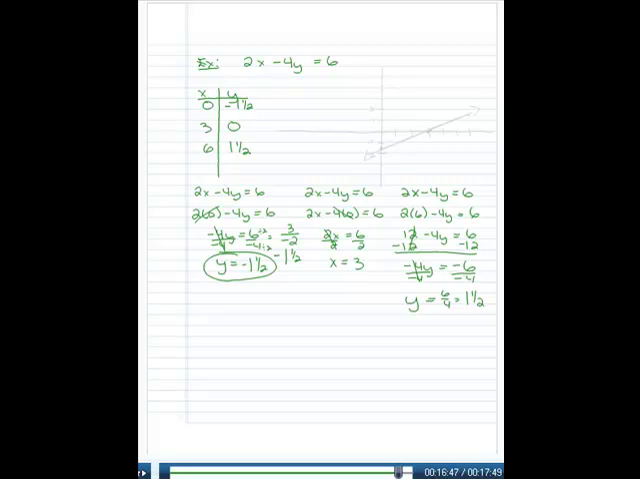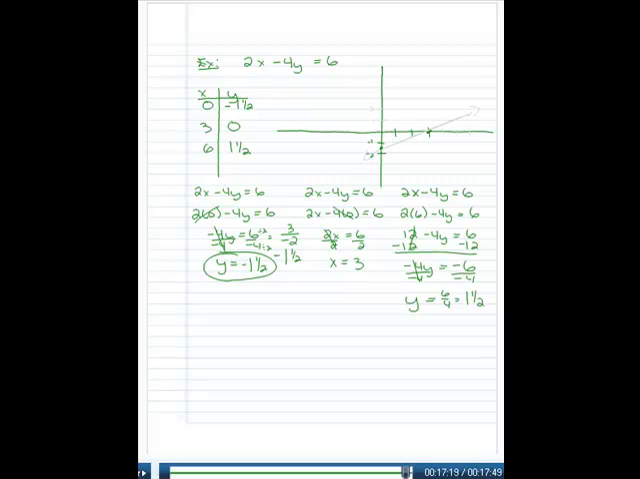Now we're going to graph it. Okay, so when x is 0, I'm not going to move left or right, but y is negative 1 and 1/2. So here's negative 1, here's negative 2. So negative 1 and 1/2 must be somewhere in the middle. And the next one, x is 3, and y is 0. So I'm going to stay right on the x-axis.